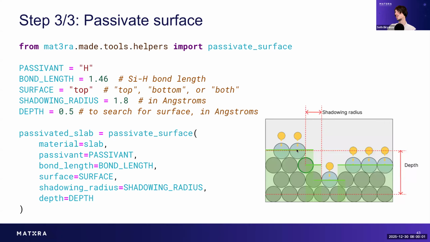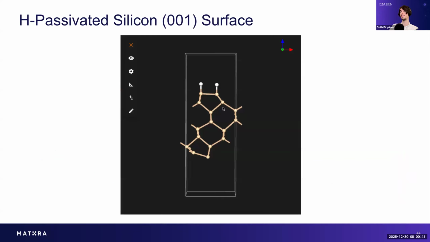So here we can see that this atom has some shadowing radius and blocks this one, so this is not a surface. This blocks this one, so it's not a surface. But this atom is not covered, so not shadowed by anything, so it can be passivated. And the depth is how deep into the structure below the surface you want to look for the surface. So you can leave out some of the structure by making depth smaller and thus making it faster to run. Then we use passivate surface, passing a slab and all the properties, and we should get the passivated structure.